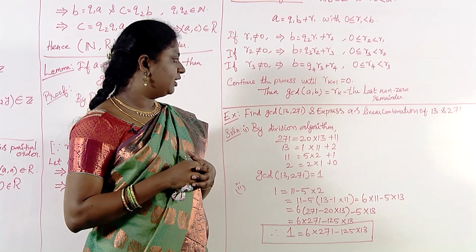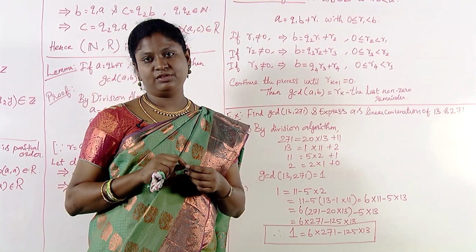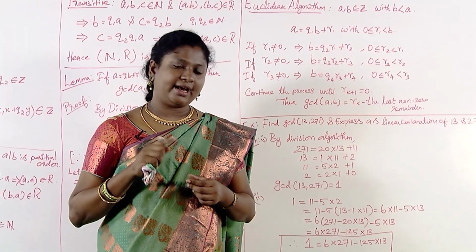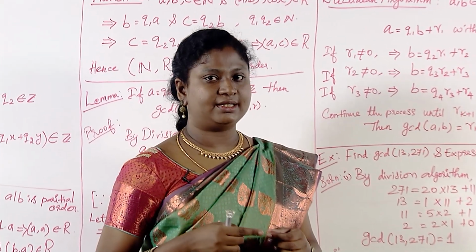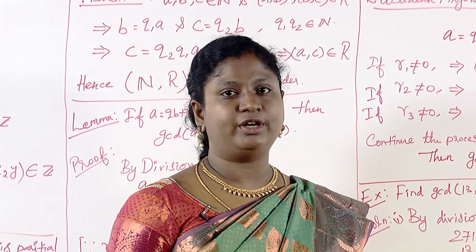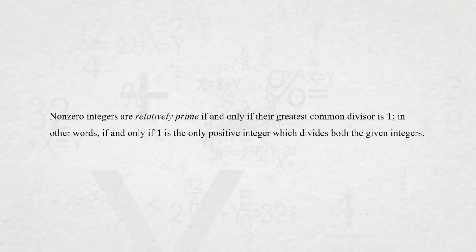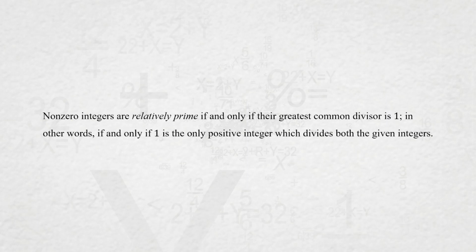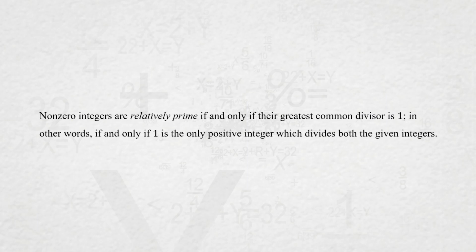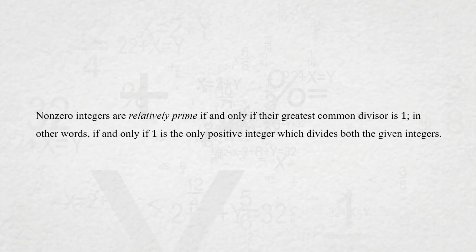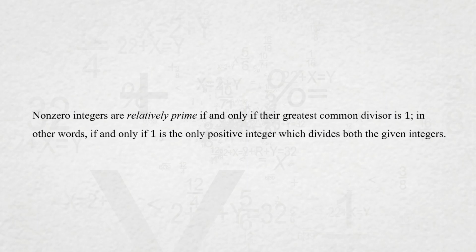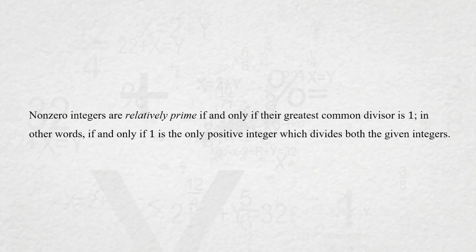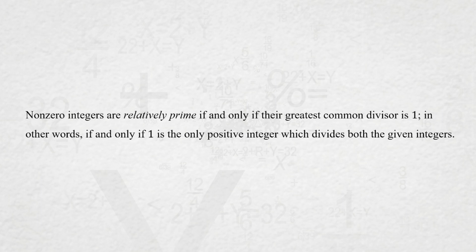So, from here Euclidean algorithm will be very helpful to find the GCD of two integers, as well as the same GCD can be written as the linear combination of the two integers that you have already considered. Now, we shall see the definition of relatively prime integers. Non-zero integers are relatively prime if and only if the greatest common divisor is 1. In other words, we say they are relatively prime if and only if 1 is the only positive integer which divides both the given integers.